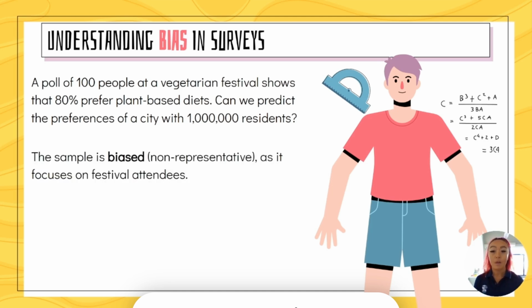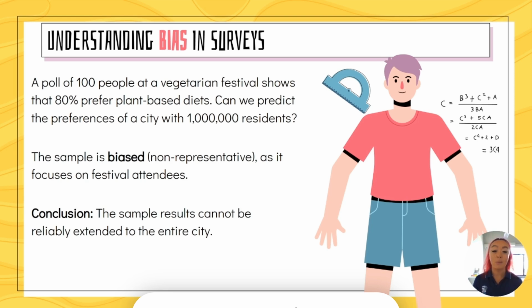Well, the sample is biased as it focuses only on the festival attendees. And anyone who's attending a vegetarian festival is obviously already on a plant based diet. So the sample results cannot be reliably extended to the entire city.